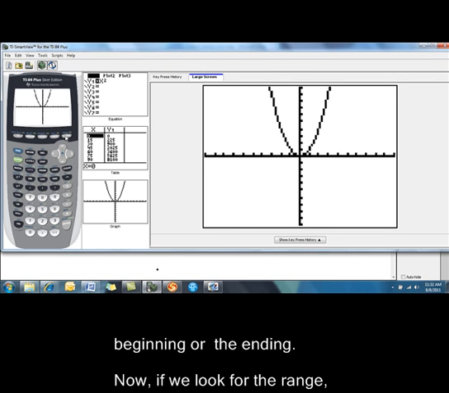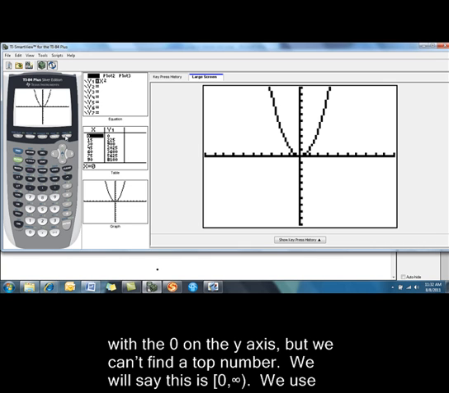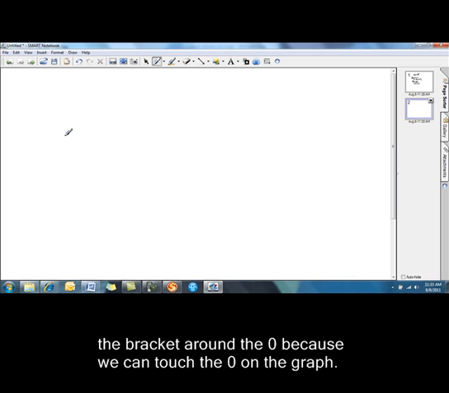Now, if we look at the range, we are looking at how tall this graph gets. That's the y-axis. The bottom of this graph is even with the 0 on the y-axis, but we can't find a top number. We will say this is 0 to infinity. We use the bracket around the 0 because we can touch the 0 on the graph.